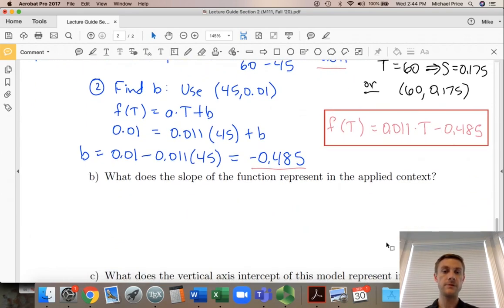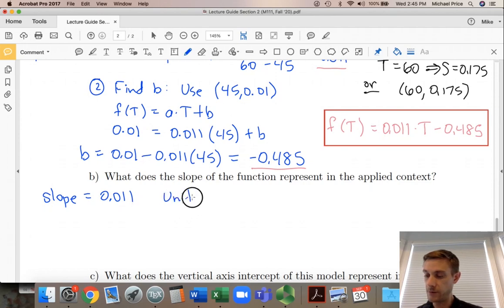Part B. What does the slope of the function represent in the applied context? Okay, so just as a reminder, the slope we came up with was this number up above, this 0.01. We used it a couple of times here. And so our slope was 0.011, and our goal is to write a sentence that says what this number actually means. So for one thing, as far as units, the units on the slope always look like units on output divided by the units on the input.